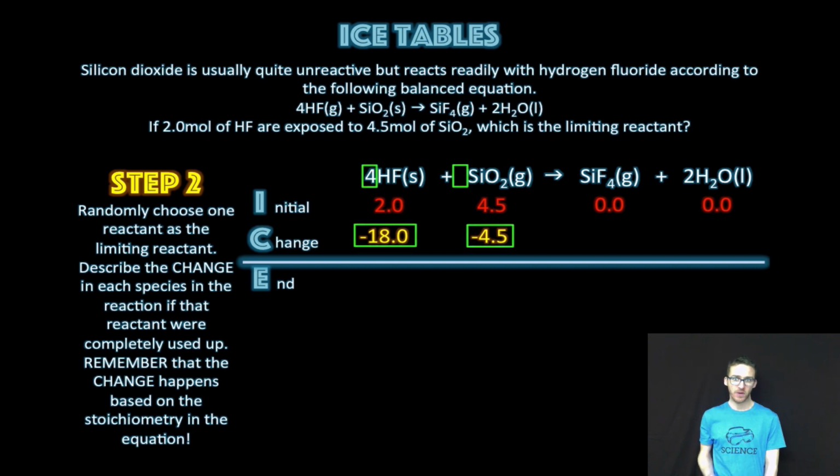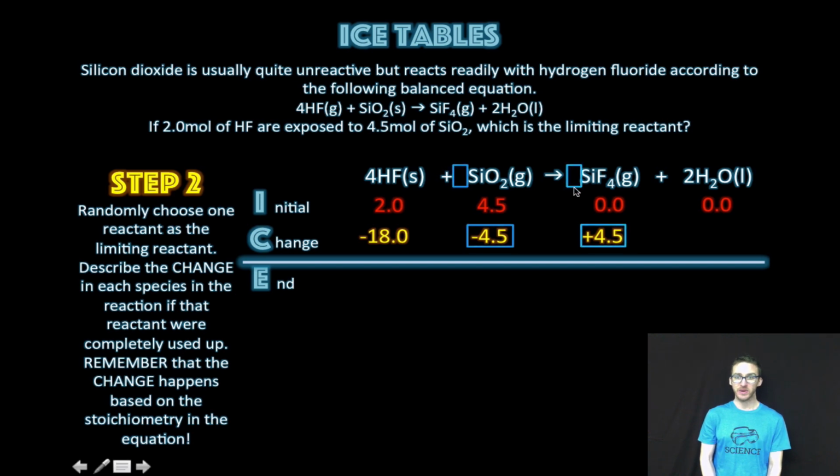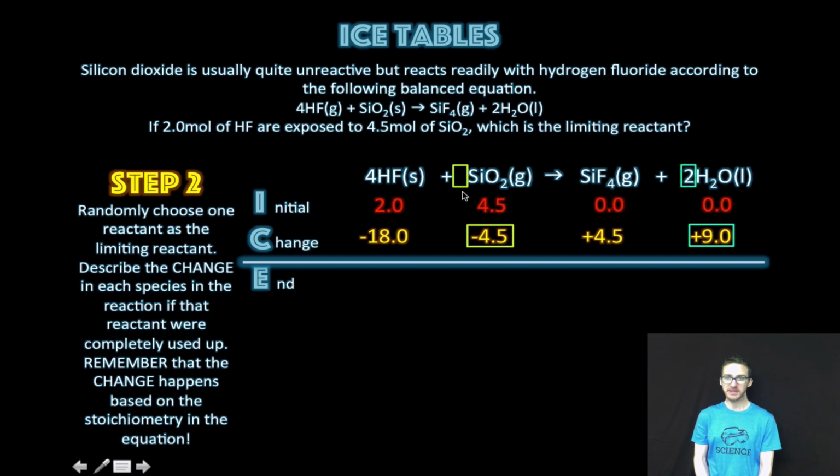Now, some of you will recognize at this point that you've chosen the wrong reactant as limiting, but let me just work it through so you can see. As I determine the change for my other things in the reaction, notice here SiF4 would increase by 4.5 moles if I consumed 4.5 moles of SiO2, again 1 to 1. And my number of moles of water would be 9 moles, because 2 is twice the amount of 1.